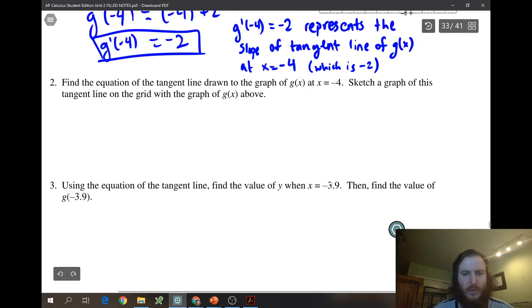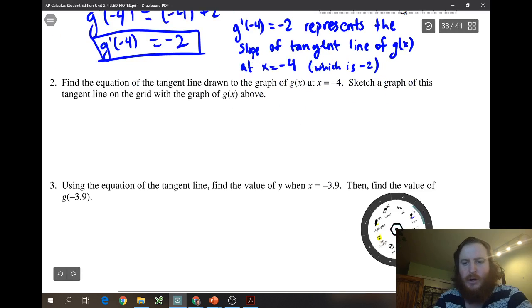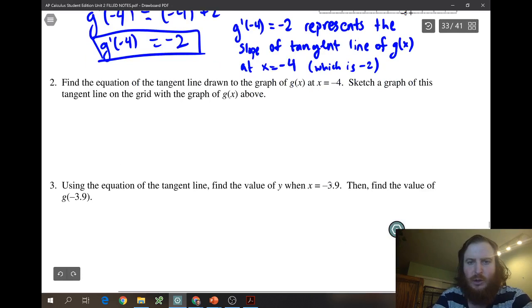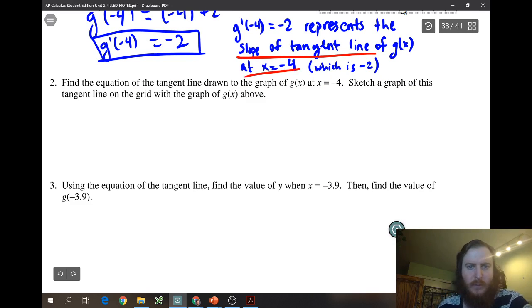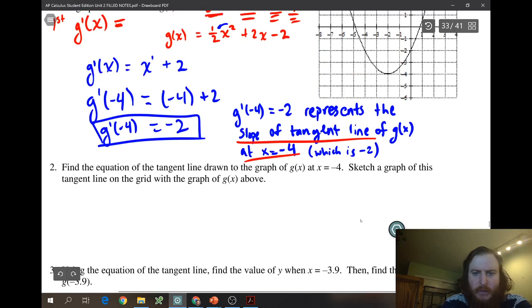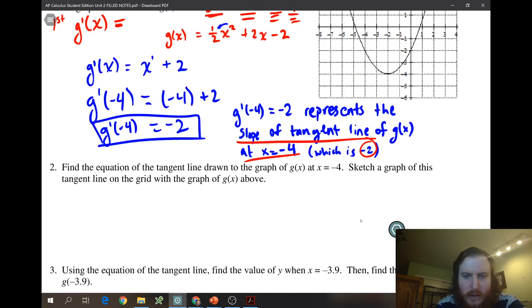We talked about this yesterday. Whenever you're explaining or justifying, you always want to have a what is it? It's the slope of the tangent line. Where is it? It's at -4. And the what is it could also have been the -2. So you could even say the slope of the tangent line is -2 at x equals -4. Okay, next one: find the equation of the tangent line at x equals -4.